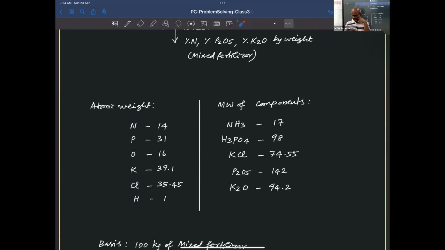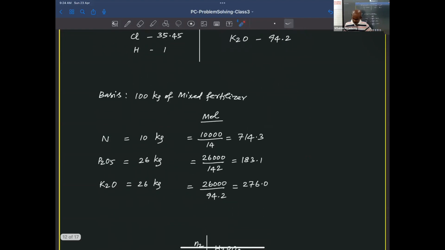Say for example, if you write the atom balance for this NH3, which has 3 atoms, 1 mole of NH3 will have 3 atoms. Whereas this is only in terms of moles, and atoms are only from moles, so you can write the atom balance. So that's why these molecular weight data are used.